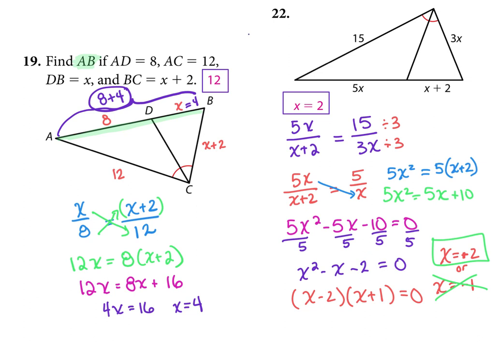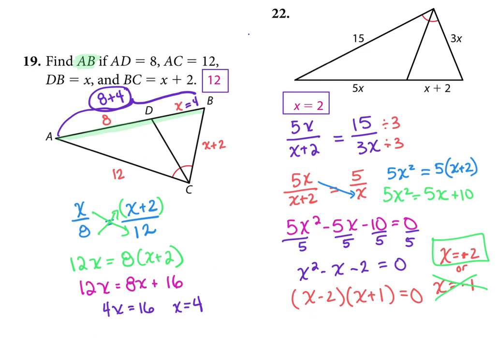So the first one, they gave you several pieces. They said A to D is 8, A to C is 12, D to B is X, B to C is X plus 2. So I put X over 8, my numerator over denominator, which means this is my numerator, this is my denominator. Cross multiplying, X times 12 is 12X, 8 times the group. Distribute, 8X plus 16, subtract your 8.